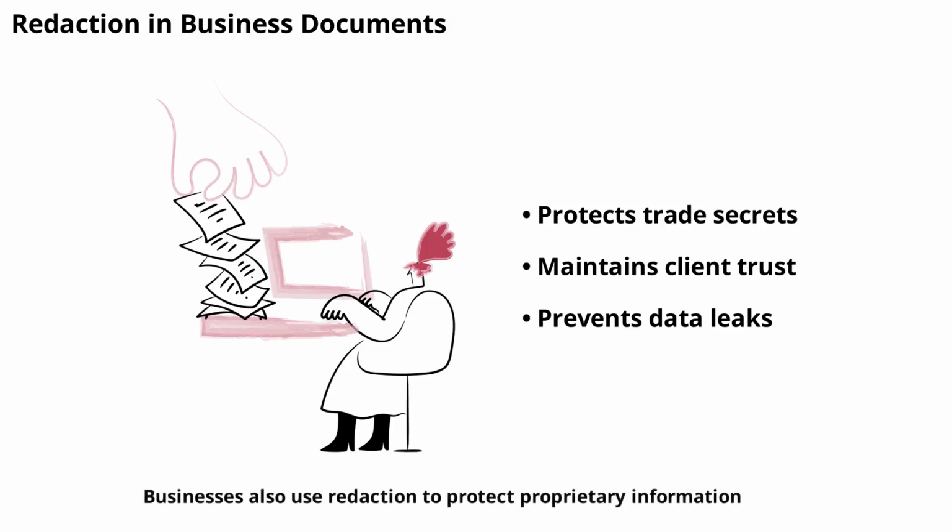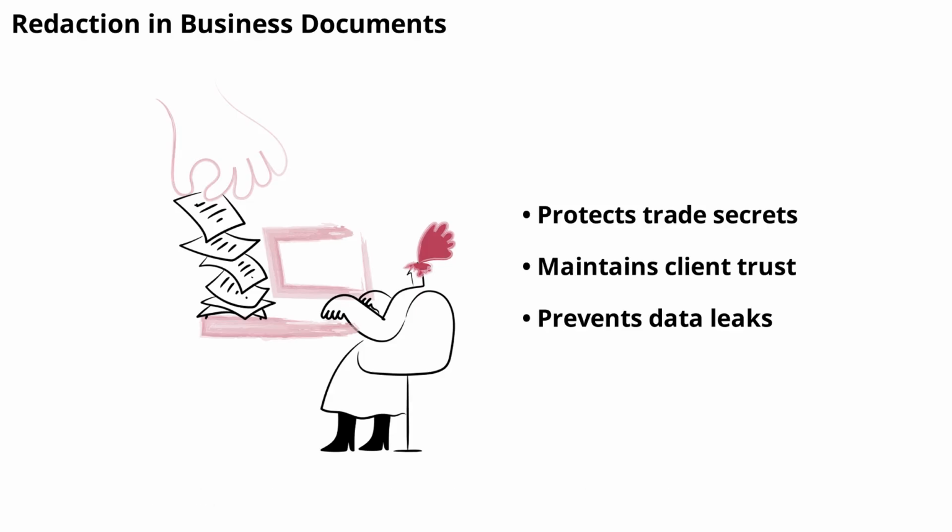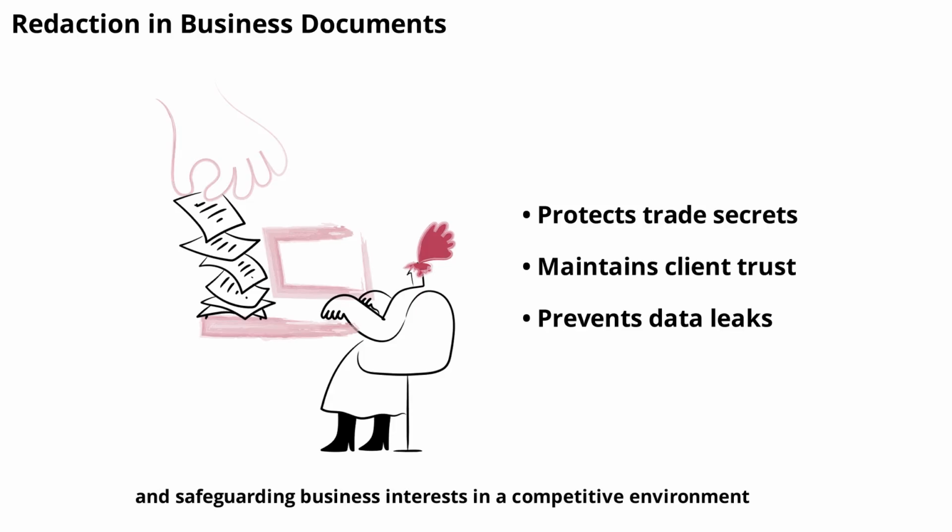Businesses also use redaction to protect proprietary information, trade secrets, or confidential client data. When sharing contracts, financial reports, or internal communications, companies may redact details that could give competitors an advantage or violate client confidentiality. This practice is essential for maintaining trust and safeguarding business interests in a competitive environment.